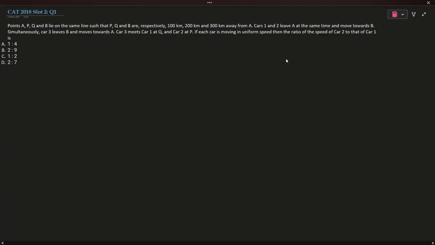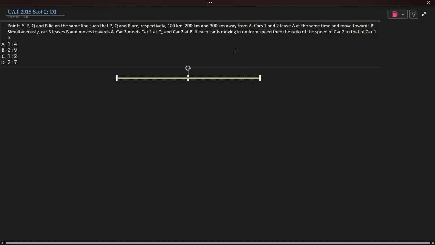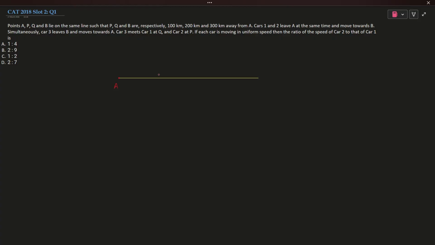Okay, so first let me draw a straight line. Let's say point A is here. So this is point A. Point P is 100 kilometers from A, so let's say this is point P.